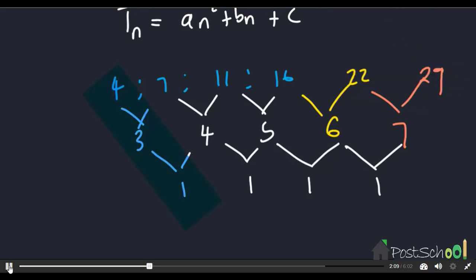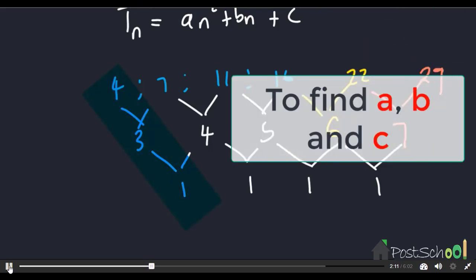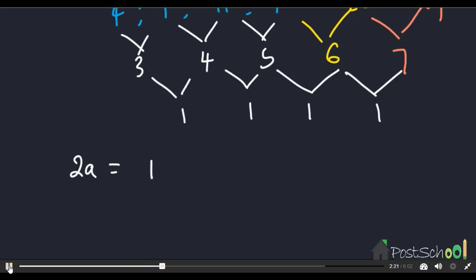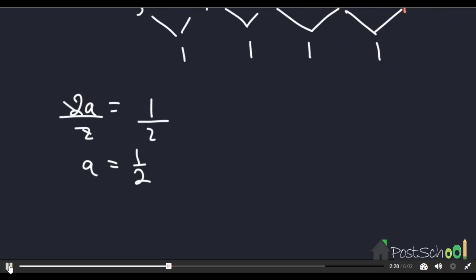Now I'm going to use these numbers to find a, b, and c. First, to find a, whenever we want to find a, we say 2a is equal to this number, which is 1. So we can divide by 2 and get a equals half. So we've just seen that a is equal to half.